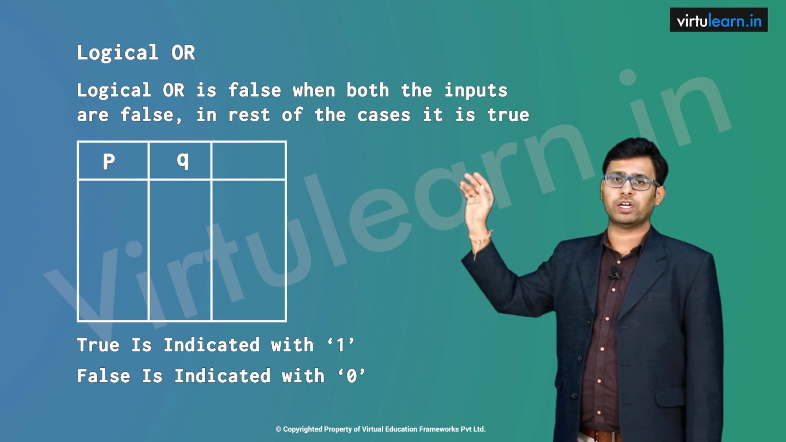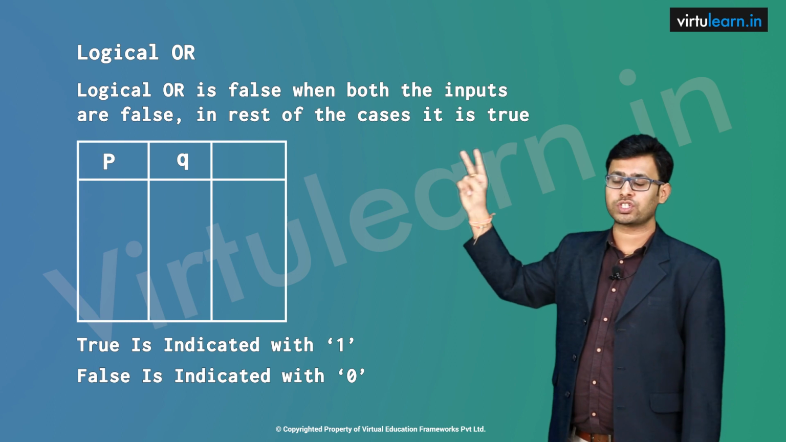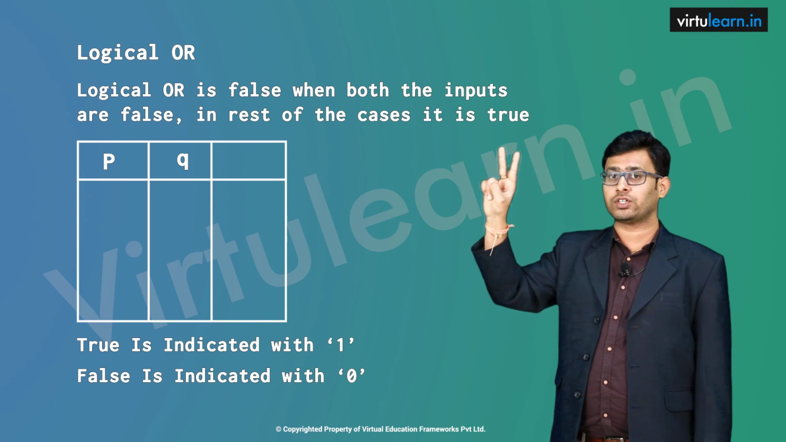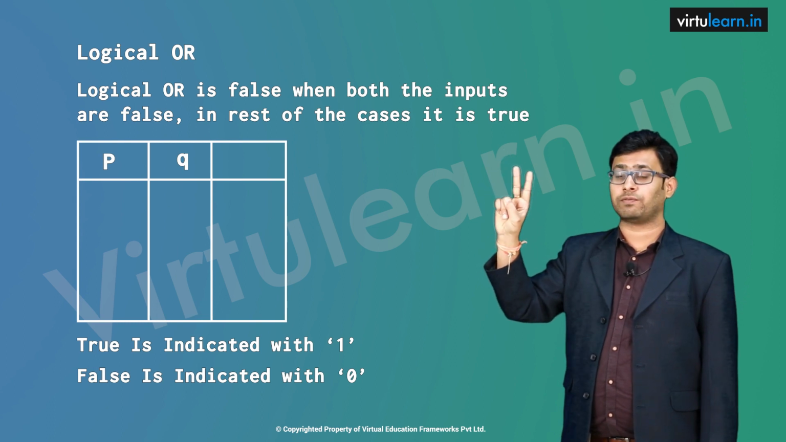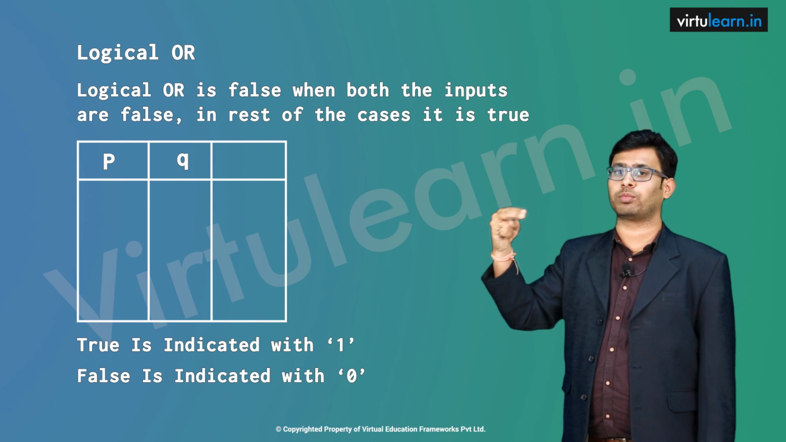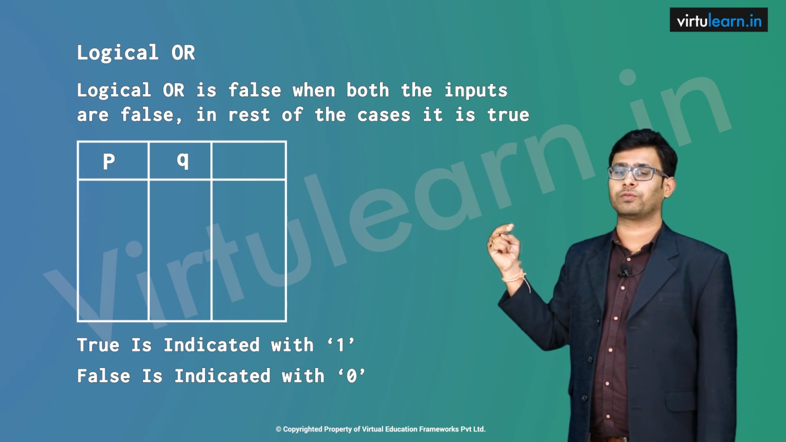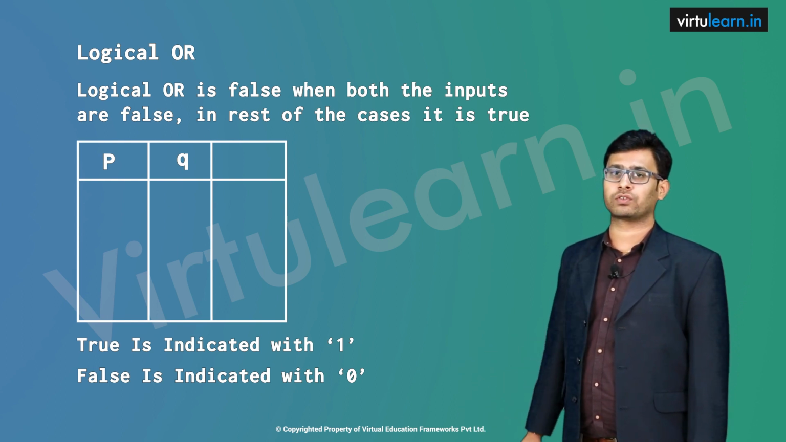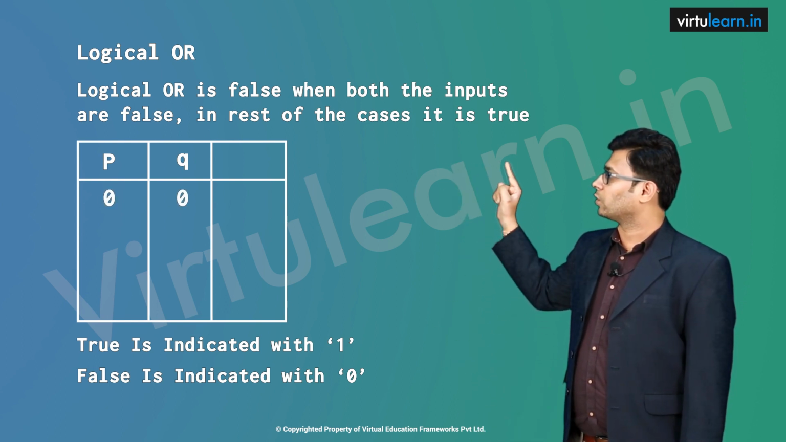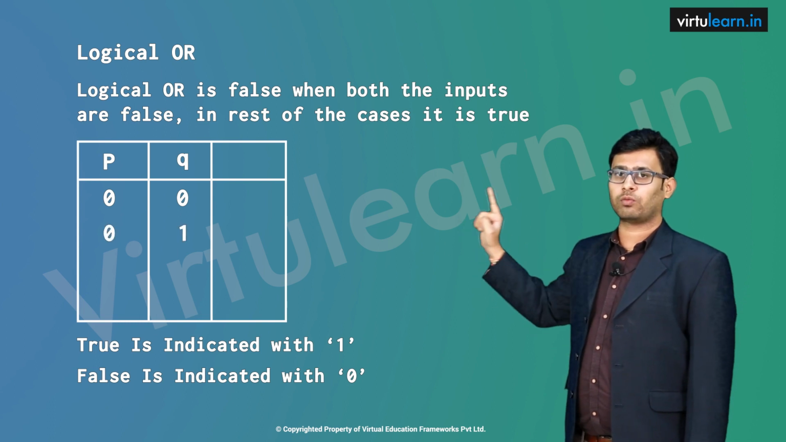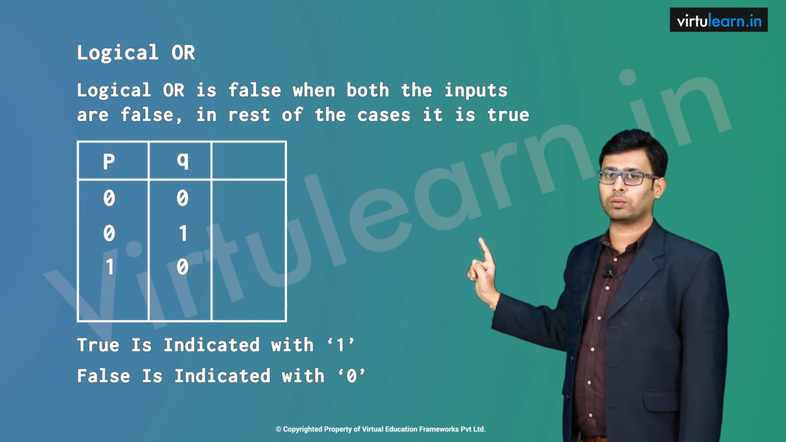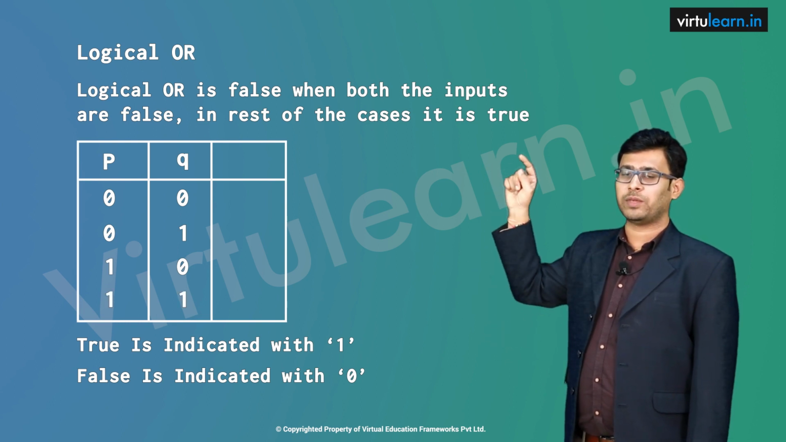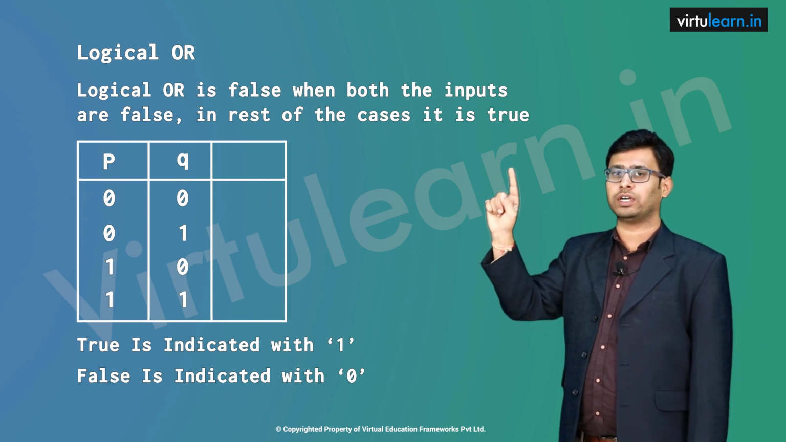Now let us see the combinations here. I have two statements, and every statement has two outputs. If there are two statements, then 2 to the power of 2 is 4, which means I will get 4 combinations. What are those 4 combinations? 0 0, 0 1, 1 0, 1 1. As I said, 0 means false, 1 is nothing but true.